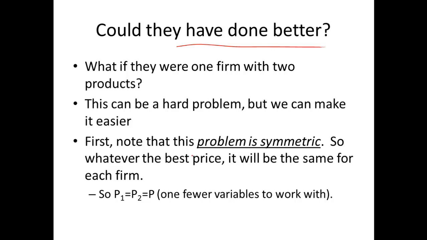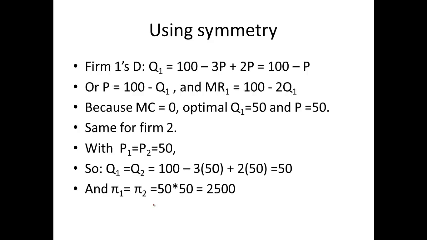We can make it simple by noting that the problem is symmetric. That means that whatever the best price is going to be, it's going to be the same for each of the firms, which really simplifies the problem. We're not going to need two separate prices floating around. We'll just have one price. And when we think about the problem that way, it won't be so hard. So using the symmetry idea, we can simplify the demand curve.